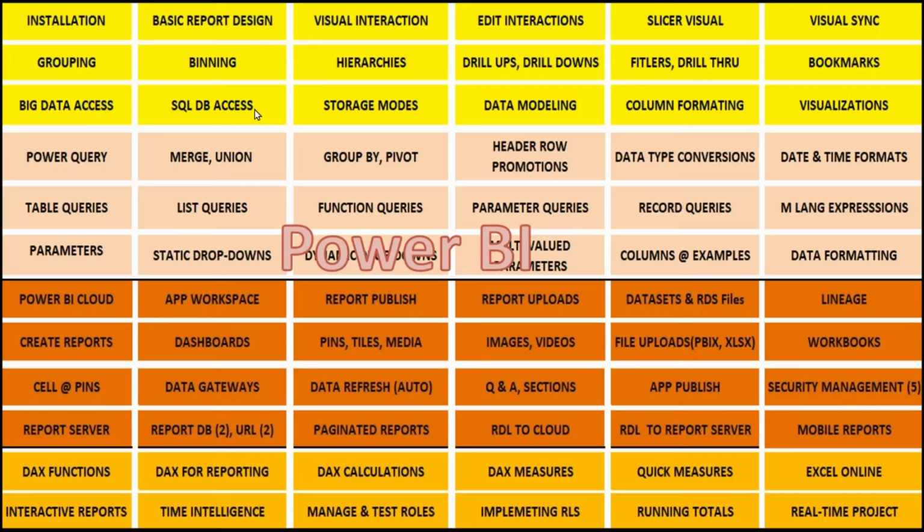And we have something called database access, storage modes, modeling. Here modeling involves relations, data formatting, data type detection, and so on. Window functions, rank functions, etc. Column formatting and visualizations. After the yellow items, the first module of 1 to 6 chapters, you will start your project work.